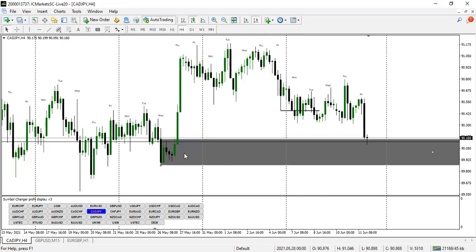Then the next one was CADJPY. As you can see, I was expecting this particular low to be taken, then price should come back to this, and that shows price could not really lift up based on our analysis. So we're going to see what we're going to do next.